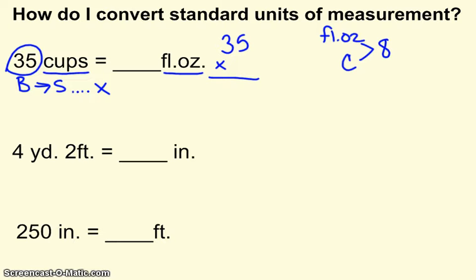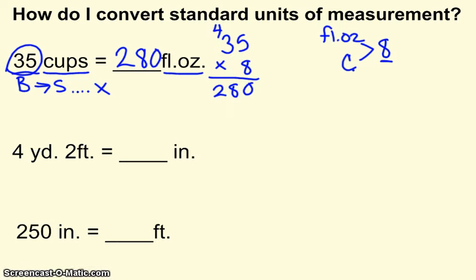I don't have 1 cup, I have 35. Therefore, I'm going to multiply 8 fluid ounces. Remember, 8 fluid ounces make 1 cup. So 1 cup times 35. 8 times 5 is 40. That's 24 plus 4 more is 28. I just found out that 35 cups is equal to 280 fluid ounces.